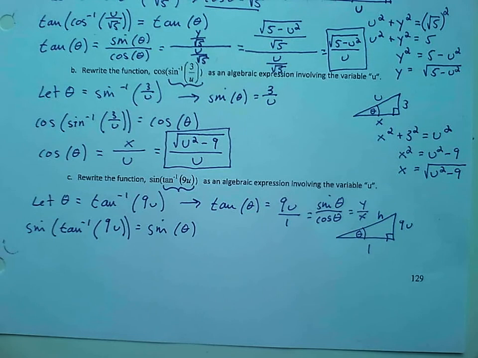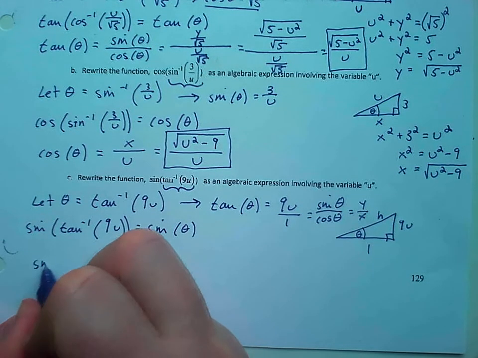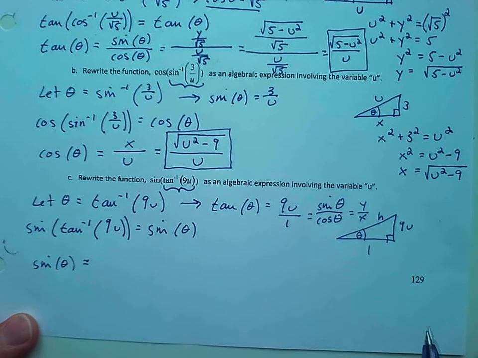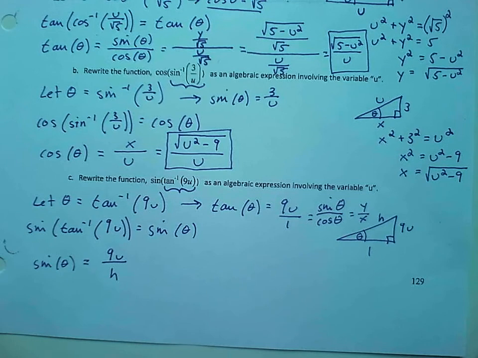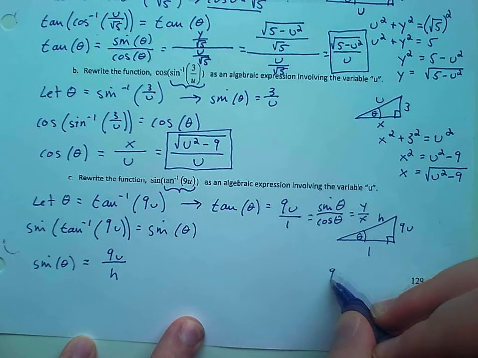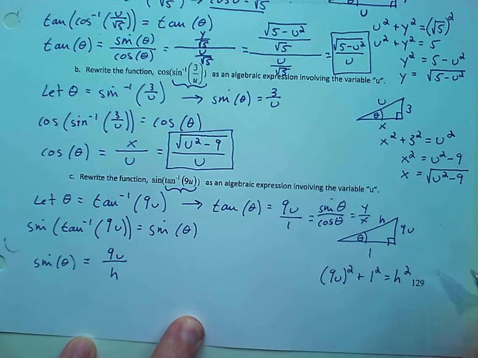I'm going to call this right here h for hypotenuse. So let's figure out what h is equal to, right? Because again, remember that sine of theta, which is what we're working over here, is equal to the opposite over the hypotenuse. We know that the opposite is 9u. We just have to figure out what the hypotenuse is equal to. So let's figure out what h is equal to in terms of u. We're going to have 9u quantity squared plus 1 squared is going to be equal to h squared from our Pythagorean theorem.